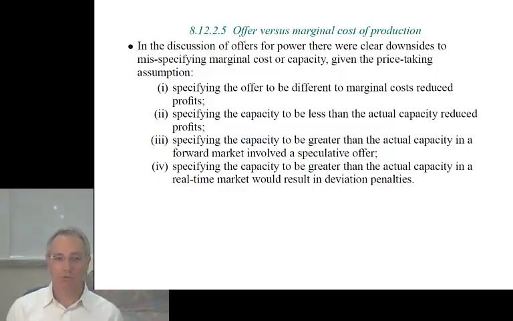We've continued to assume that offers were based on marginal costs. Let's revisit that in the particular case for reserves. In the discussion of offers for power and energy, there were clear downsides to misspecifying a marginal cost or even a capacity, given the price-taking assumption. If you specified an offer for energy to be different to marginal costs, that reduced profits. Specifying the capacity to be less than the actual capacity reduced profits. Specifying the capacity to be greater than the actual capacity in a forward market involved a speculative offer, which was risky. And specifying the capacity to be greater in a real-time market would result in deviation penalties.